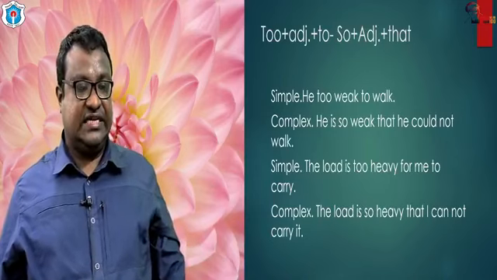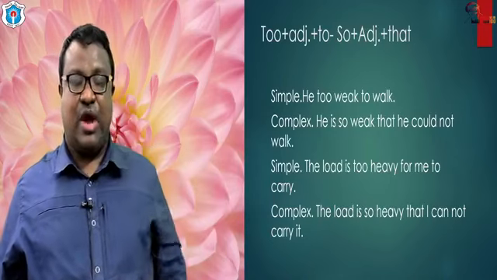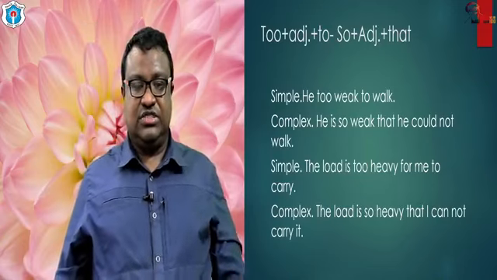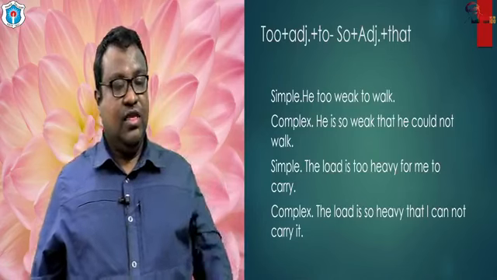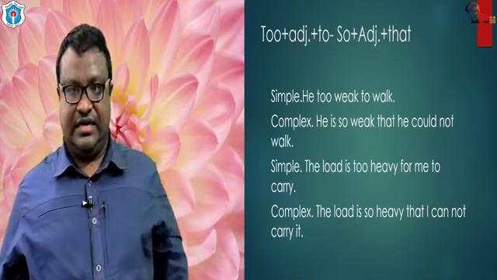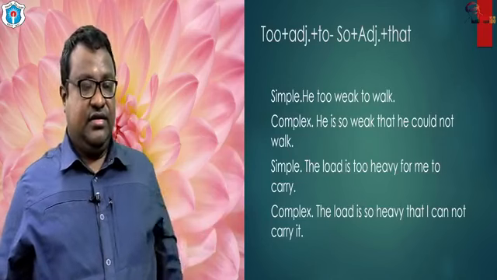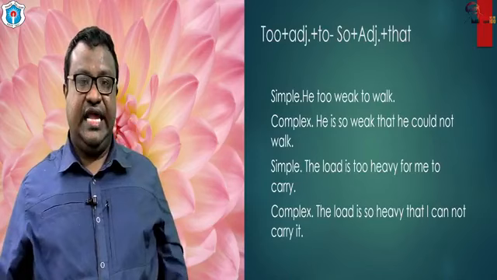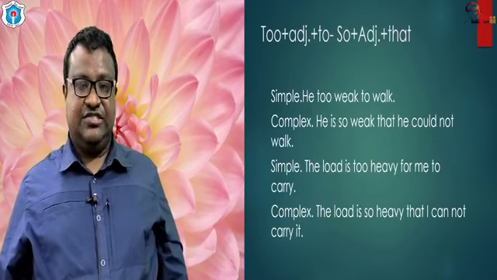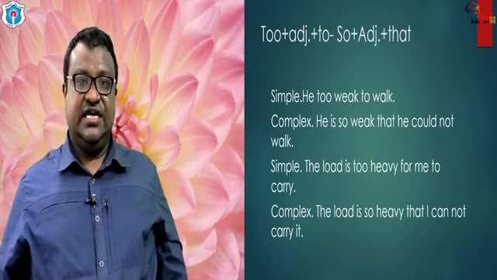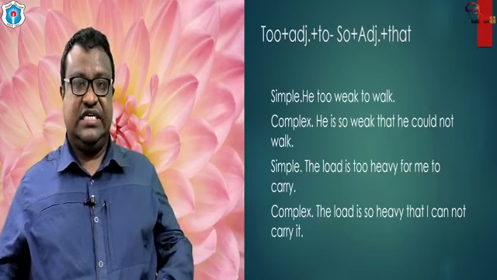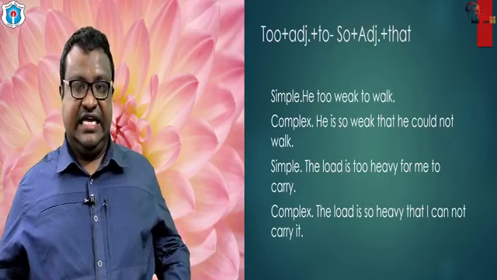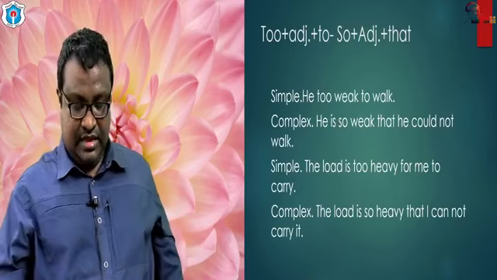But in the first example, that is, he is so weak that he cannot walk, "could not" will not be used, it will actually be "cannot". So: he is so weak that he cannot walk. Here there is only one subject, so we need not bring any pronoun as object in the principal part, because there is only one subject here, so we need not refer to anything else.